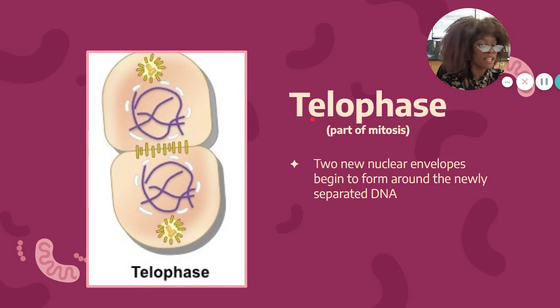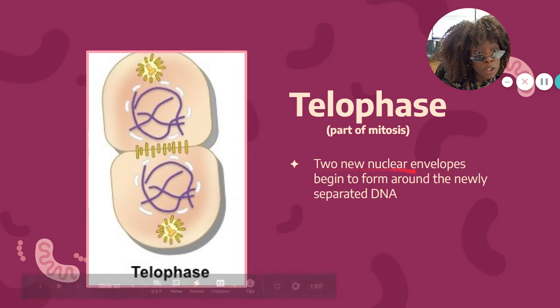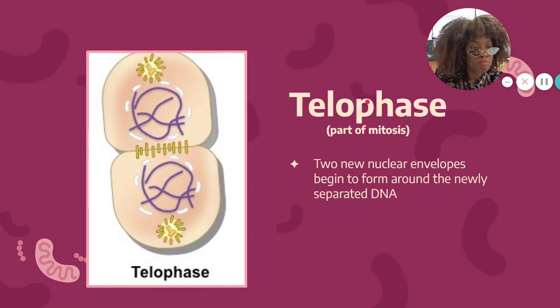And then, of course, we have telophase, the end of PMAT, which is when two new nuclear envelopes begin to form around the newly separated DNA. Okay? So nuclear envelope just means like the beginning stage of a nucleus, obviously. Two, telophase. Makes sense. Just saying.